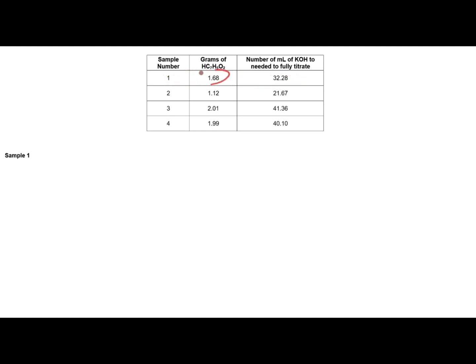The first thing I need to do is convert this grams to moles. So my 1.68 grams of benzoic acid, I have my molar mass, I get 0.0138 moles of benzoic acid. Again, remembering that chemical equation is a 1-to-1 ratio, I can convert my moles of benzoic acid to moles of potassium hydroxide. I'm trying to get to the concentration of potassium hydroxide. I have my moles. Let's calculate concentration.